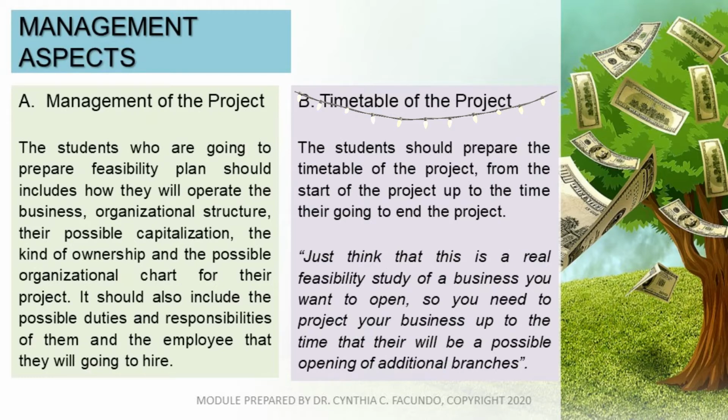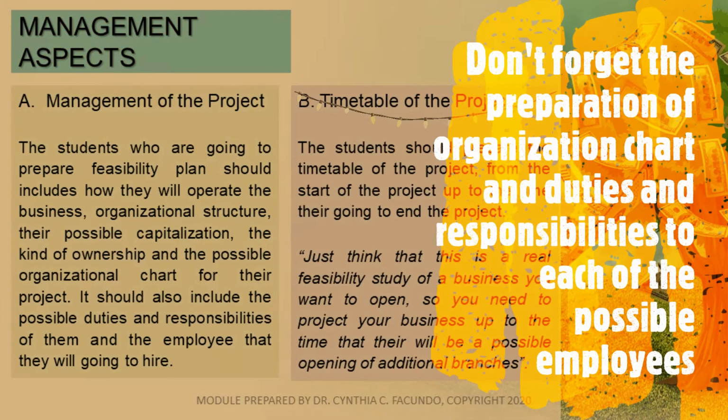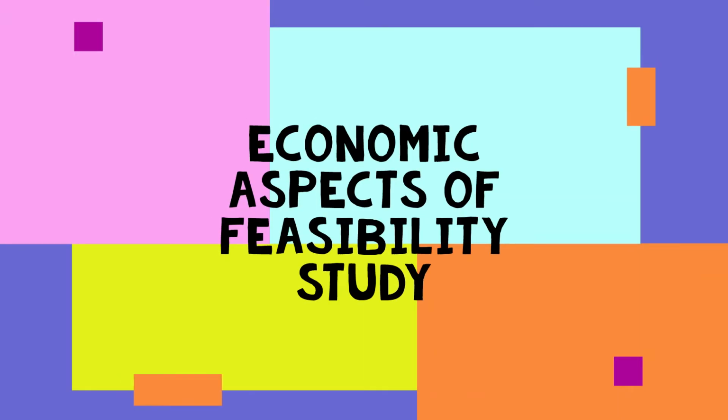Under letter B, we have the timetable of the project. The student should prepare the timetable of the project from the start of the project up to the time they are going to end the project. Just think that this is a real feasibility study of a business you want to open, so you need to project your business up to the time that there will be a possible opening of additional branches.